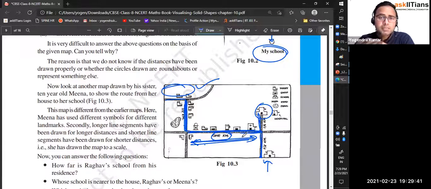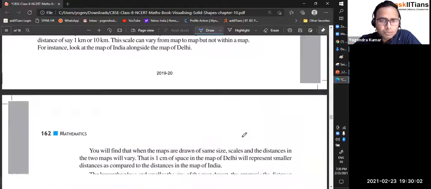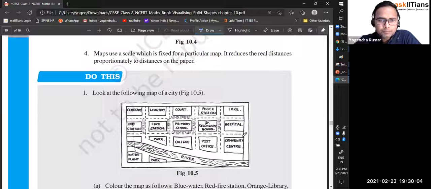We need to have a basic understanding to read the map. They're not telling you to design, but you might get to design in future, but right now you need to understand. That is the first thing we need to understand, right? We might need to travel, we might need to guide someone, right? So that's why it is important to read the maps, right? So I hope you got the clear idea.